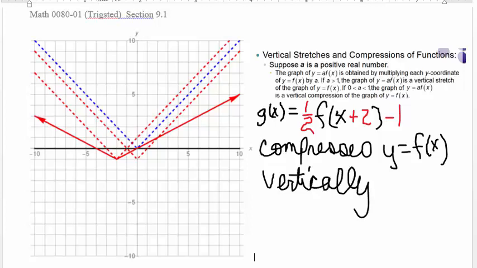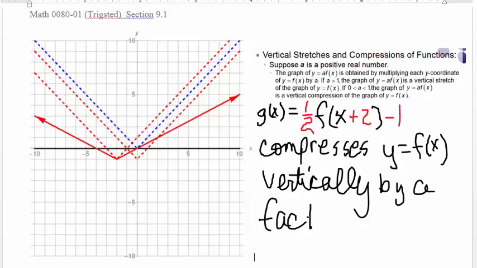And you can see the picture of that here. And notice that's by a factor of 1/2. So every y coordinate of f of x is not only shifted 1 unit down, but also multiplied by 1/2. So that turns into a vertical compression.